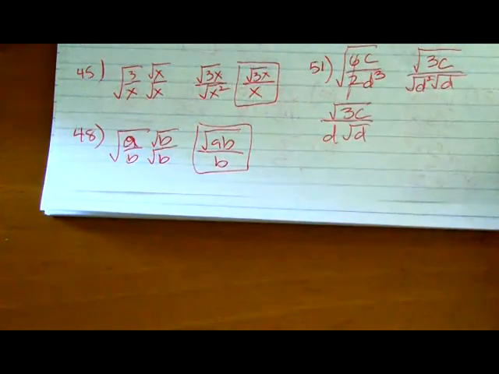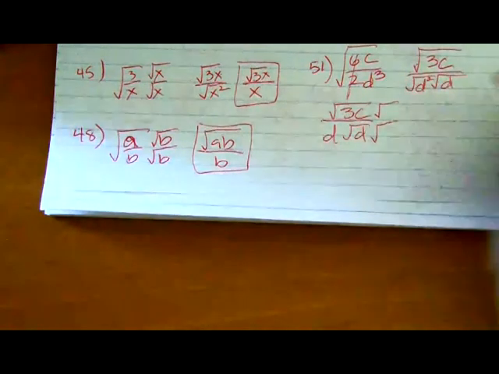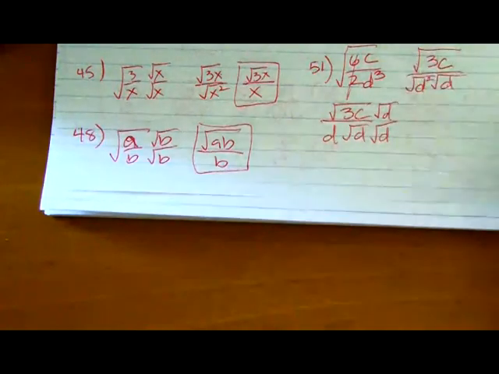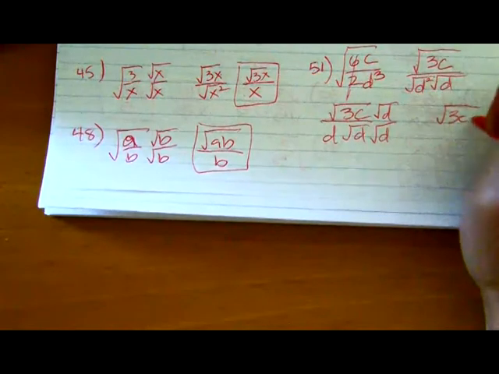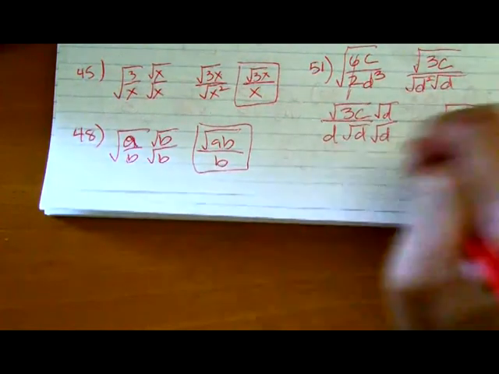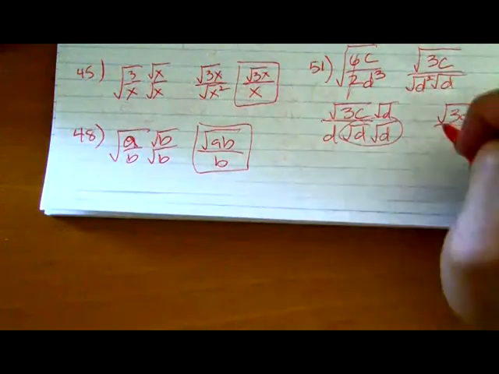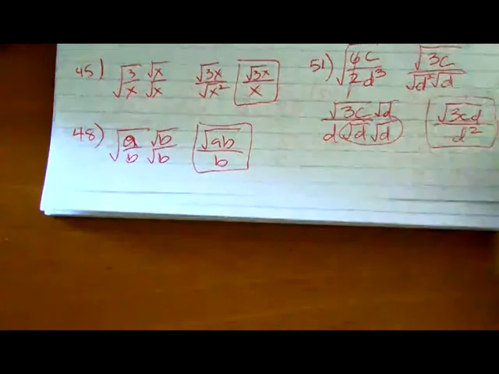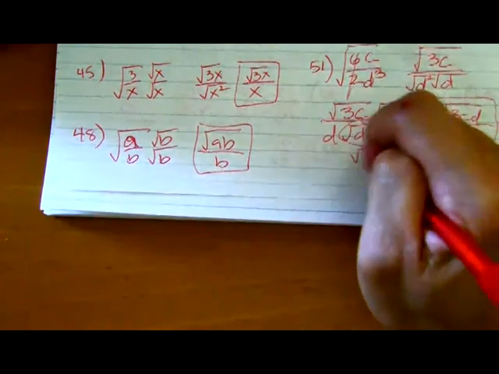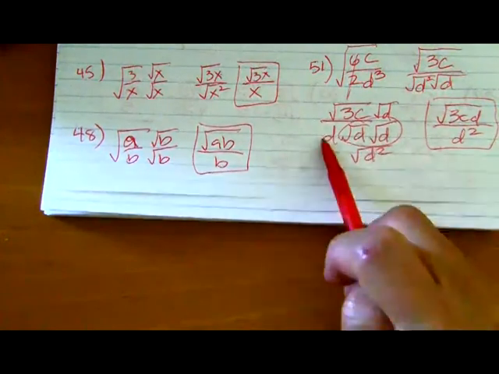Okay, we still need to rationalize the denominator. Multiply top and bottom by radical d. That'll give us radical 3cd over, this is d, so d times that d is d to the second. Yeah, this is square root of d squared. So the square root of d squared is d, d times d is d to the second.